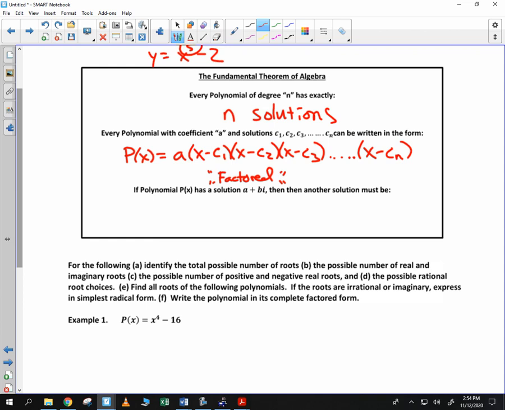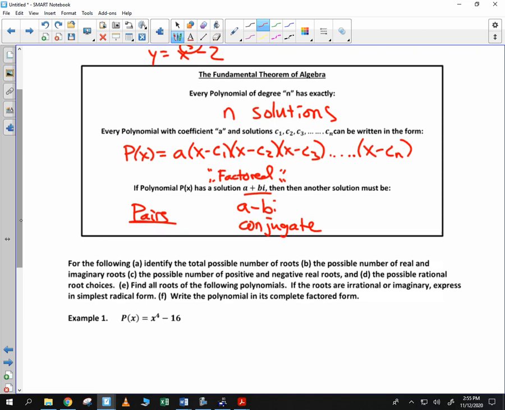And finally, if polynomial p of x has a solution of a plus bi, so a complex solution, then another solution must be a minus bi. That is the conjugate. This means that complex solutions come in pairs. They are conjugates. Things to keep in mind. So let's set out to do this.